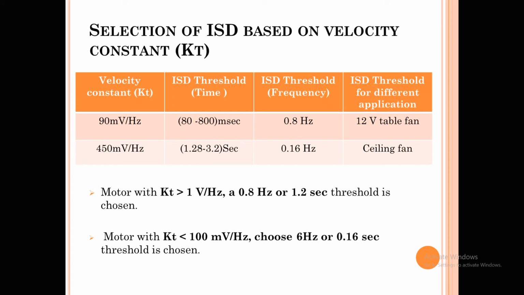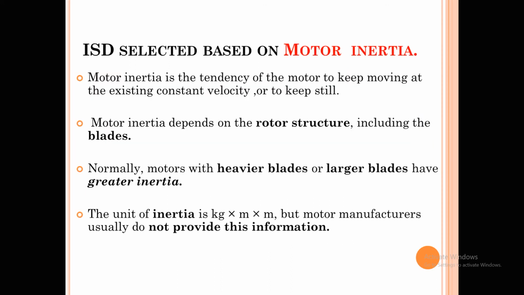Like the back EMF constant KT, if your KT value is higher, please try to select a higher ISD threshold value, which means in the case of time, it is a lower frequency. And the same way, vice versa: if your back EMF constant value is less, you have to select a shorter time duration, and the frequency is higher.